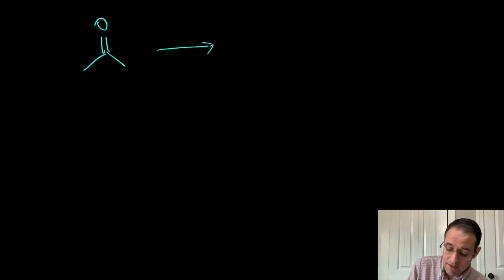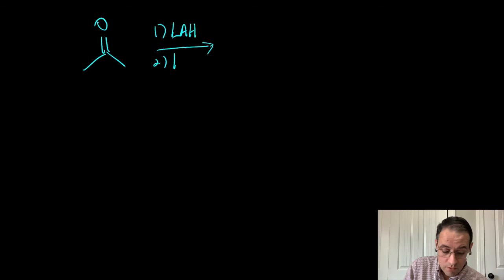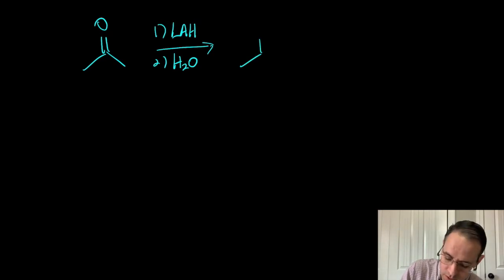Lithium aluminum hydride can also be used, and the reaction is a little bit different in terms of the steps. Lithium aluminum hydride is extremely reactive. It reacts quite readily with water, so you want to not add it to water. Okay, so step one, add lithium aluminum hydride, let it do its thing. And then step two, very, very cautiously add water. And this will give you, again, just the alcohol.